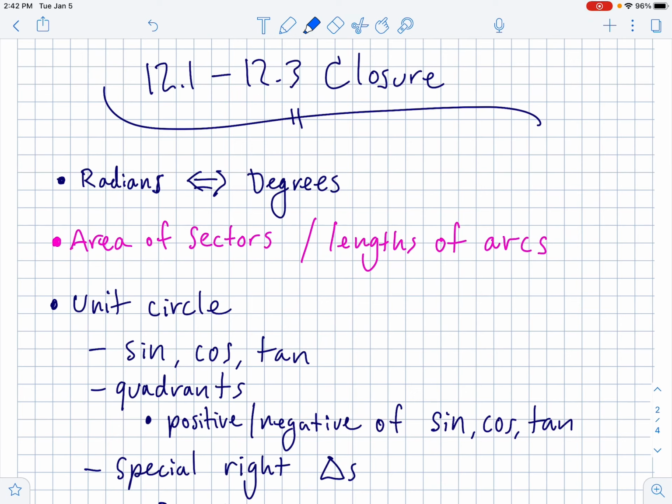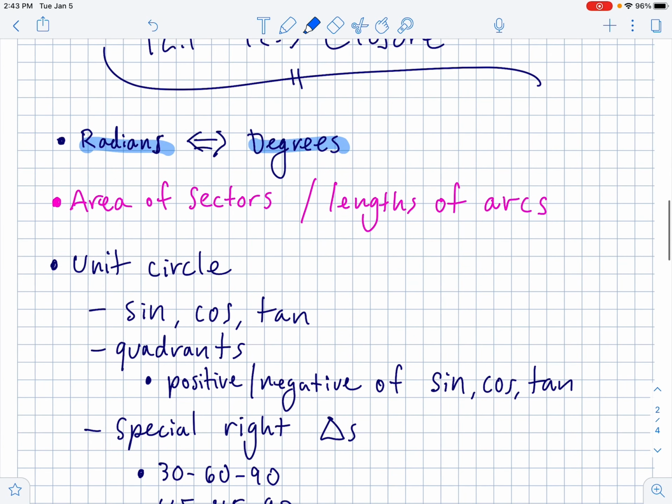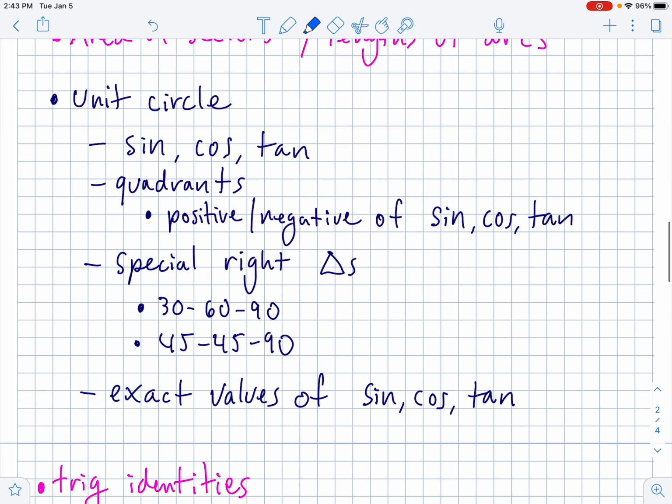Here are our closure notes. Here's everything you could be tested on Thursday. You should know how to change radians into degrees and vice versa. Take a degree and turn it into a radian. We also did a little bit of areas of sectors, those pizza slices, and lengths of arcs. You can use the formulas for those. They might even be in your formula packet. I don't know. I just use proportions, but either way, it's fine.